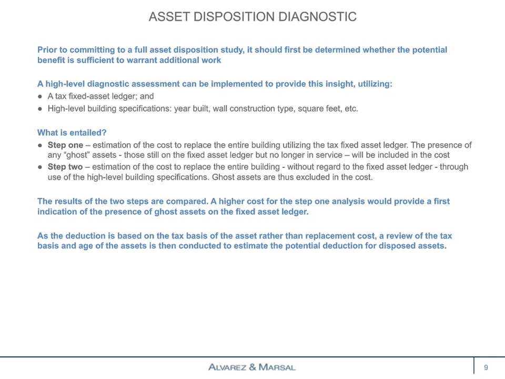And the reason that we state this is that you could end up spending a significant amount of time, effort, and cost to conduct a full-blown asset disposition study, only to find out at the end that there really isn't much of a benefit. And maybe it was because it turned out there were minimal ghost assets on the tax fixed asset ledger. Maybe because of the dynamic of the property, there just isn't enough benefit there. So what we typically recommend is first conducting an asset disposition diagnostic. This is a high-level approach. It's a high-level diagnostic, and the goal of this is, one, foremost, to assess the potential benefit from a full study.